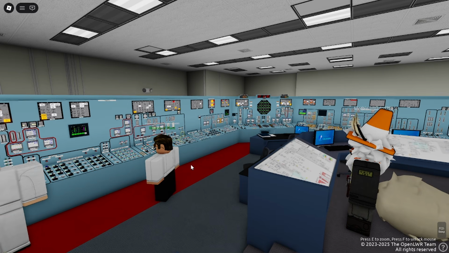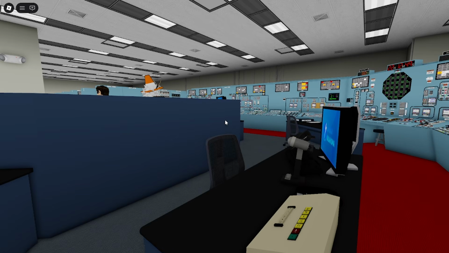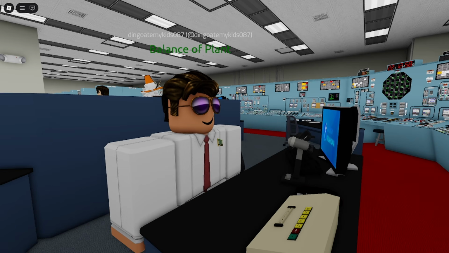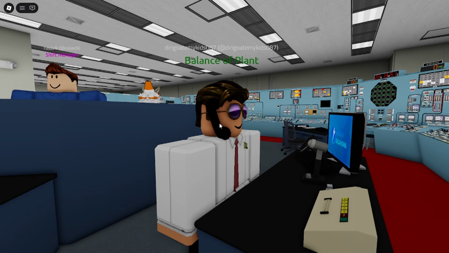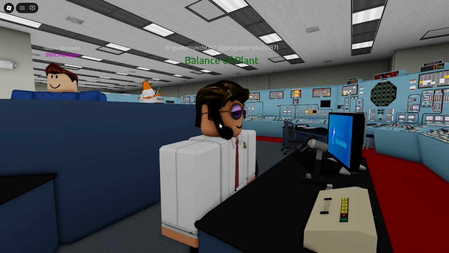BOP, could you contact field ops and have them restore the power for RHR V9? Tell ops to restore power to RHR valve 9. That is correct. Control room to party line 1. Field ops on party line 1 for control room, go ahead. Restore power to RHR valve 9. I understand, restore power to RHR valve 9. That is correct. Field ops out. Control room out.